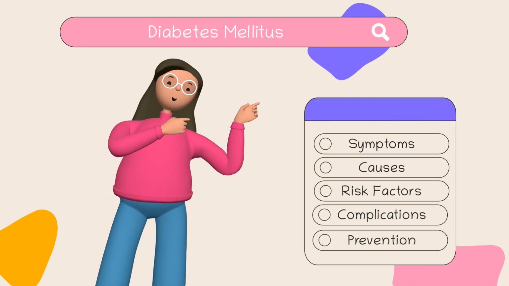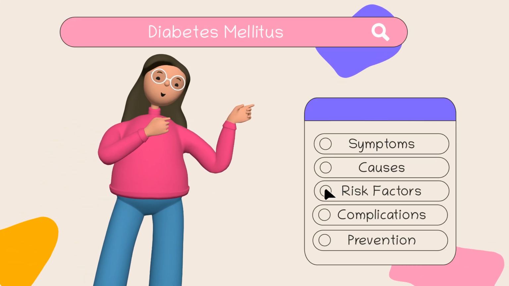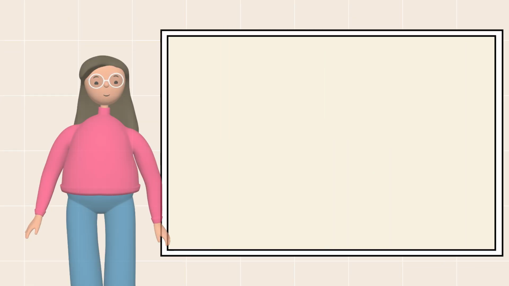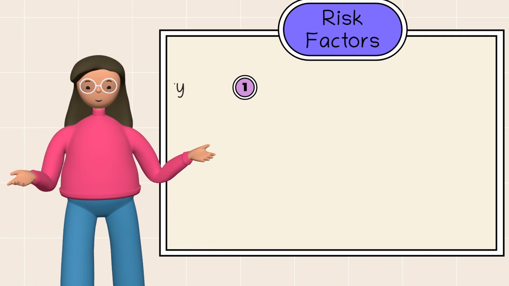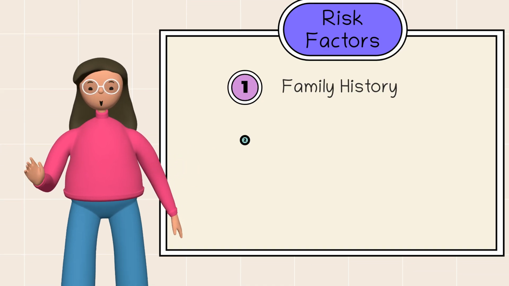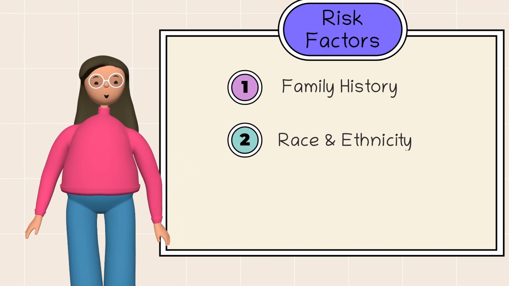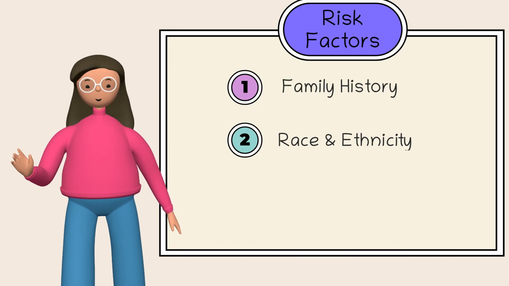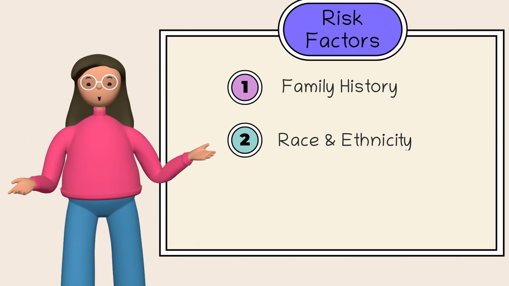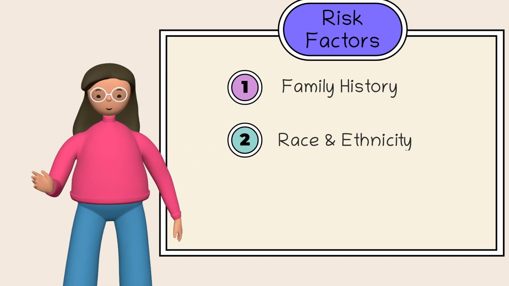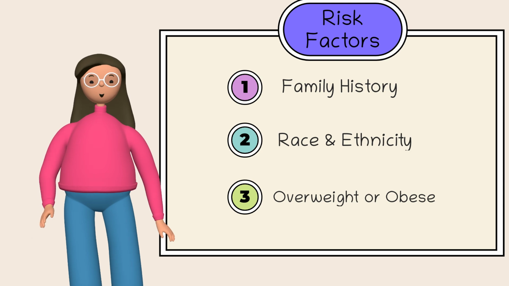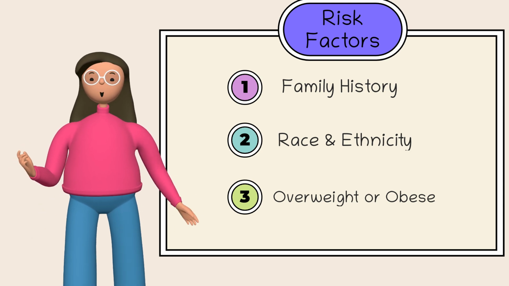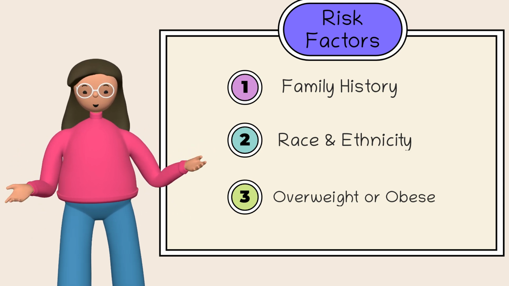Now, let's look at some of the risk factors for diabetes mellitus. Risk factors for diabetes depend on the type of diabetes. Family history may play a part. Race or ethnicity also may raise your risk of developing type 2 diabetes. Although it's unclear why, certain people, including Black, Hispanic, American Indian, and Asian American people, are at higher risk. Prediabetes, type 2 diabetes, and gestational diabetes are more common in people who are overweight or obese.